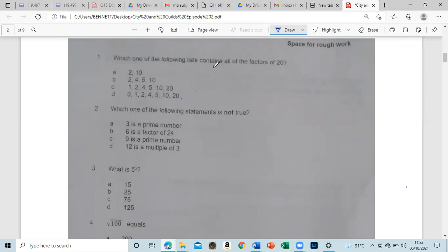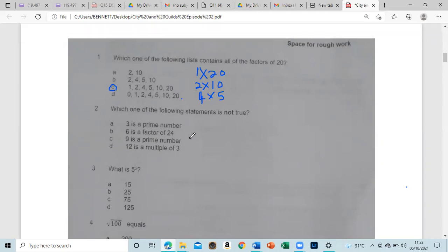Which one of the following lists contains all the factors of 20? We know factors are numbers that can multiply to give 20, whole numbers, also called natural numbers. This is how I normally tell my students to do it. So it will be 1, 2, 4, 5, 10, and 20. So this is C. Usually when I'm teaching City and Guilds, I do not give my students the options.